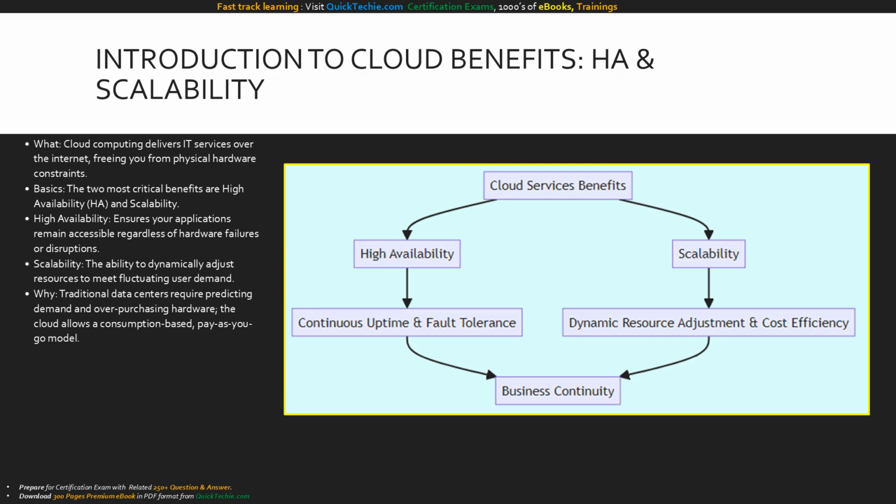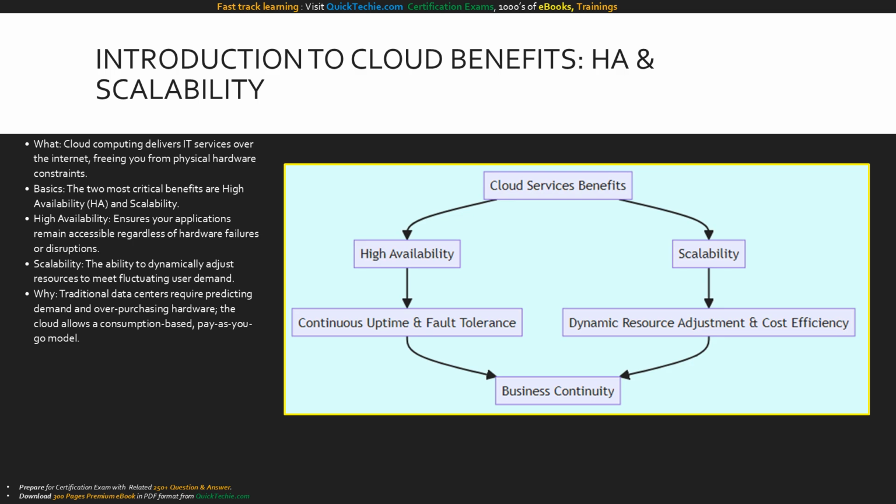High availability, or HA, is all about ensuring that your applications and IT resources are accessible whenever your users need them, regardless of unexpected hardware failures or network disruptions. On the other hand, scalability is the system's ability to dynamically adjust its computing resources to meet fluctuating user demand.